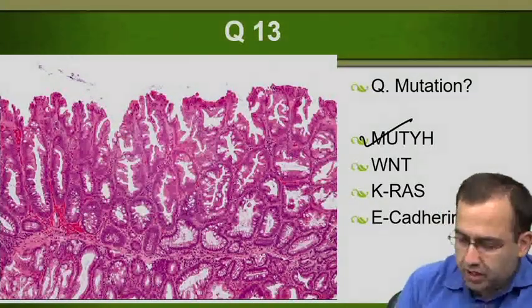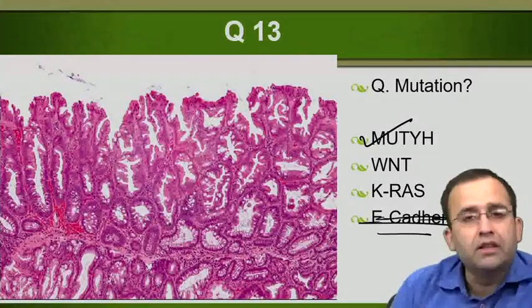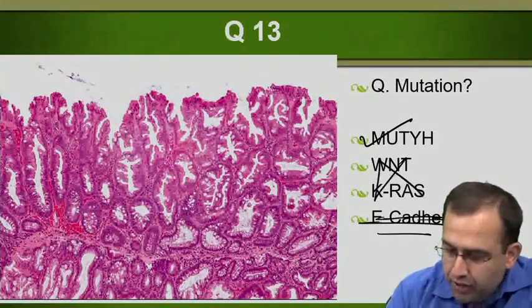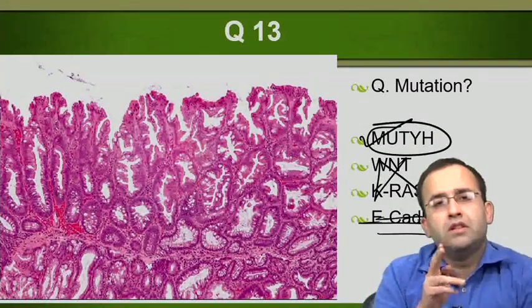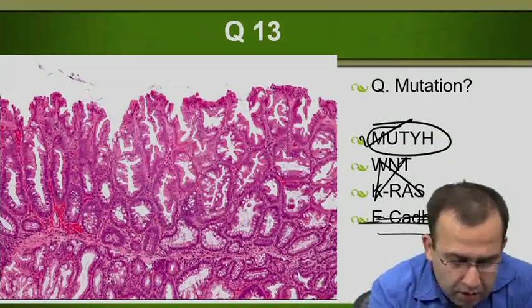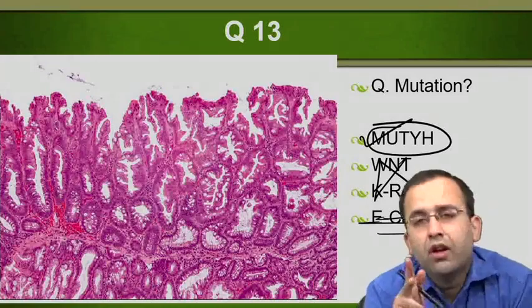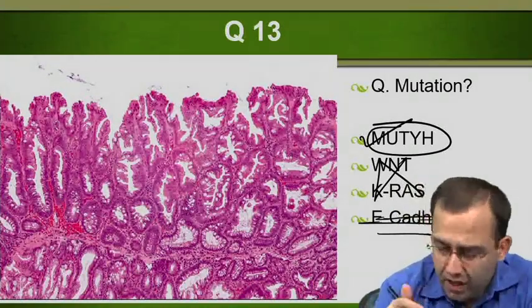MUTYH. Look, this is not E-cadherin, this is not signet ring cell carcinoma. KRAS and WNT belong to the same pathway, so they are out. MUTYH. So this means this is the precursor. Is this adenocarcinoma? No, this is not adeno. This is the precursor lesion of MSI pathway.